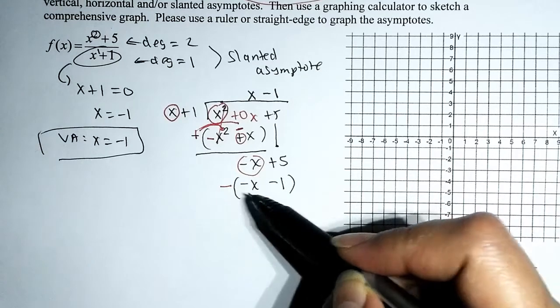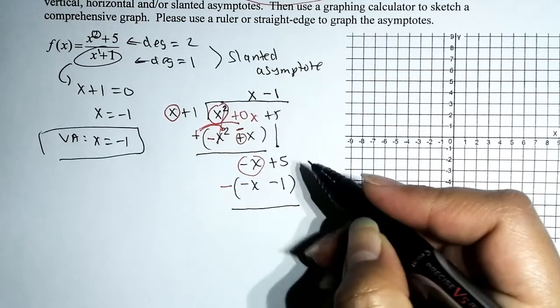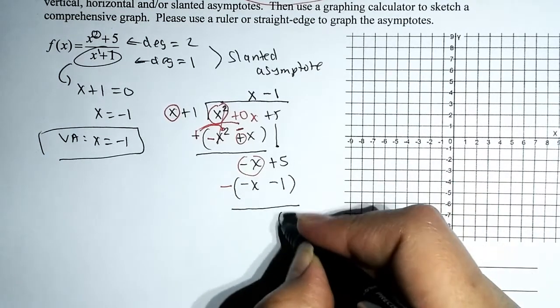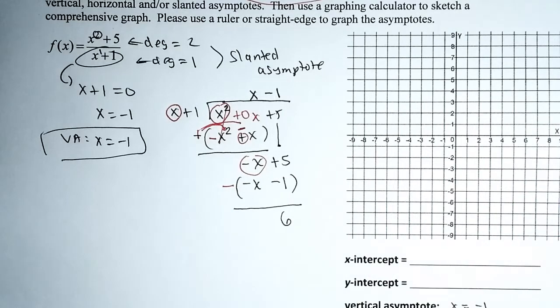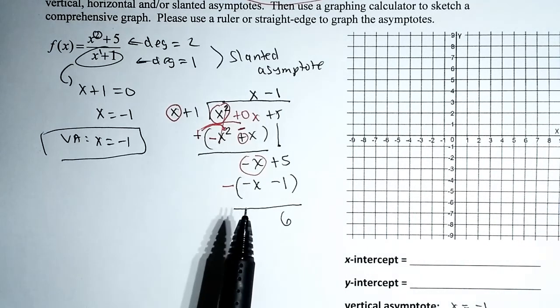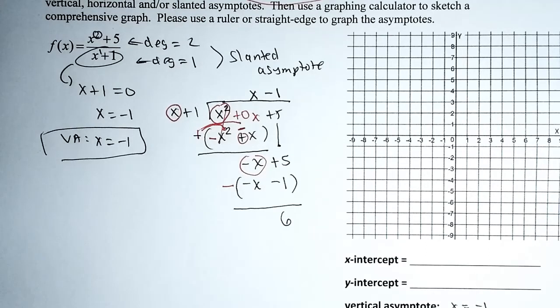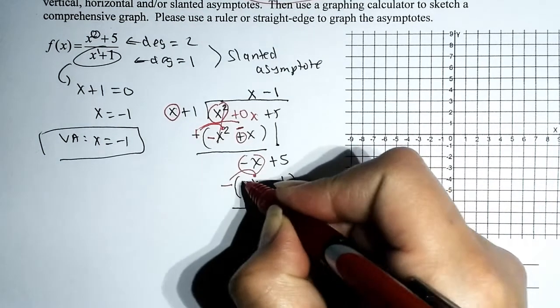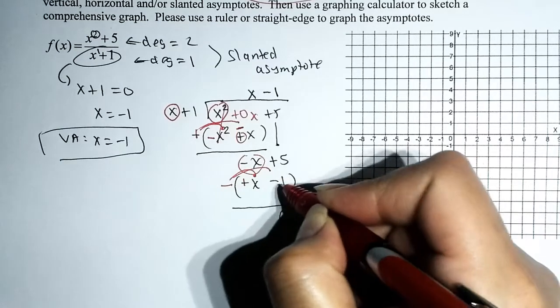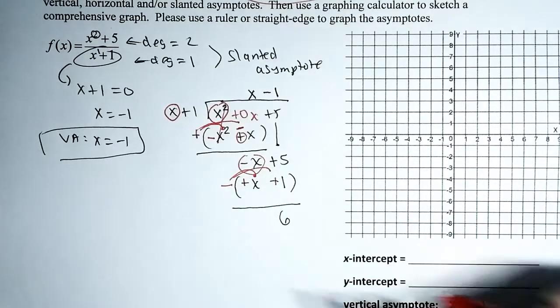Negative x minus negative x, I believe, is 0. 5 minus -1 gives us 6. It's cool. So if you can subtract like that, go for it. But you know my style. I need to add the opposite so I can be confident in my work. Opposite of a negative term is a positive term. We have added the opposite.